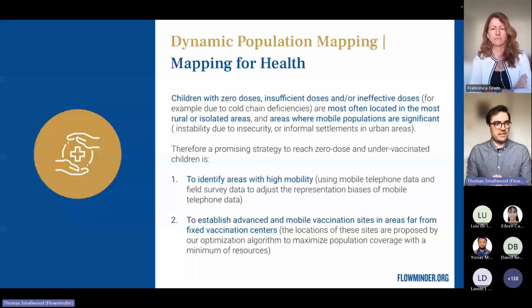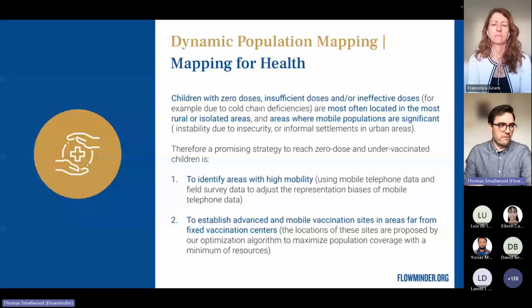So a promising strategy for reaching 0-dose and under-vaccinated children is to first identify areas with high mobility, which we can do with mobile phone data and field survey data. And second, to establish advanced and mobile vaccination sites in areas far from fixed vaccination centres. For this talk, I'm going to mostly be focusing on that first part, which is identifying areas with high mobility.